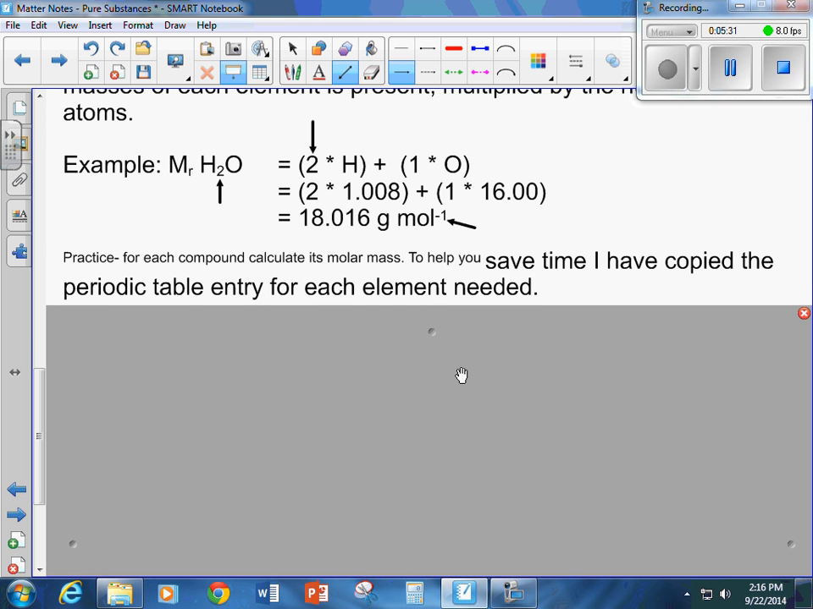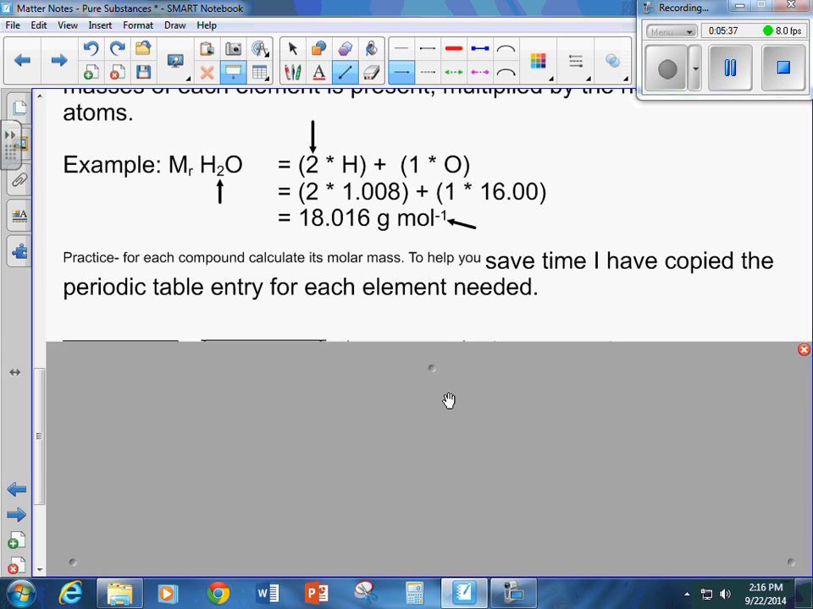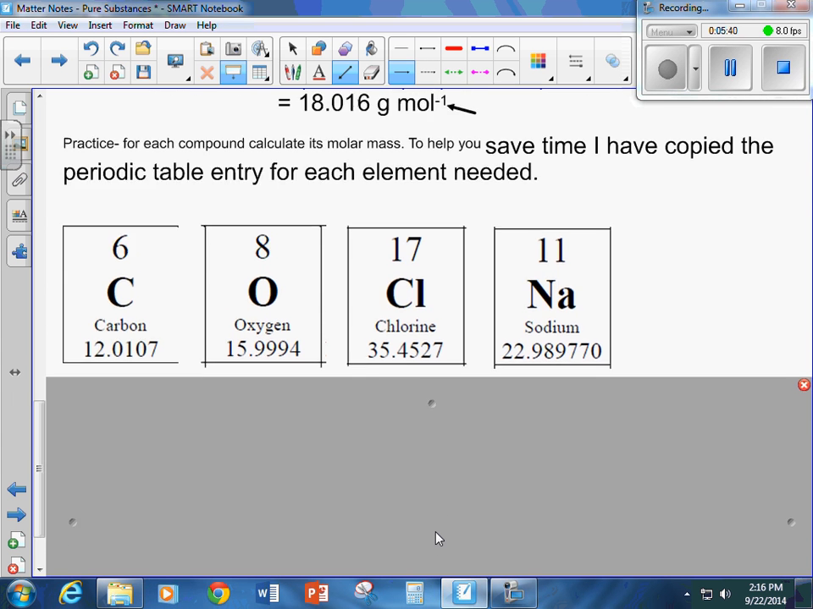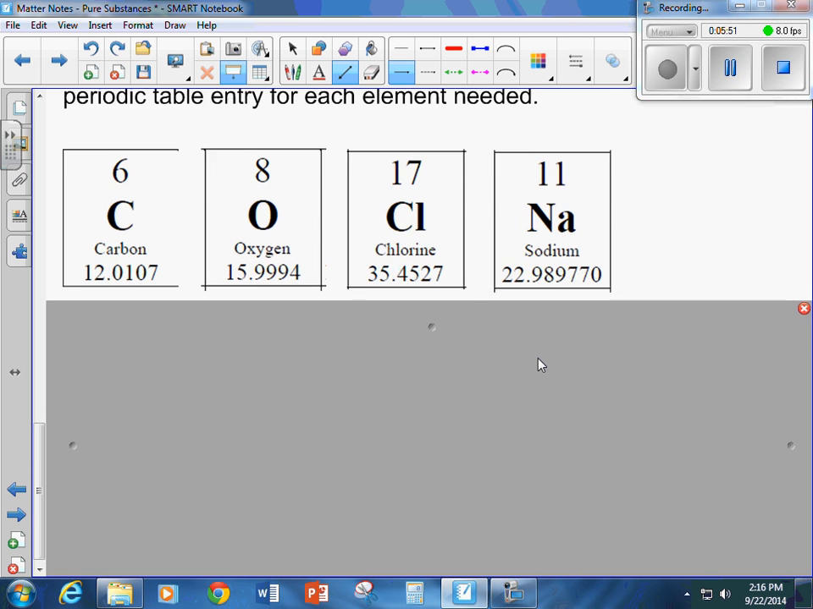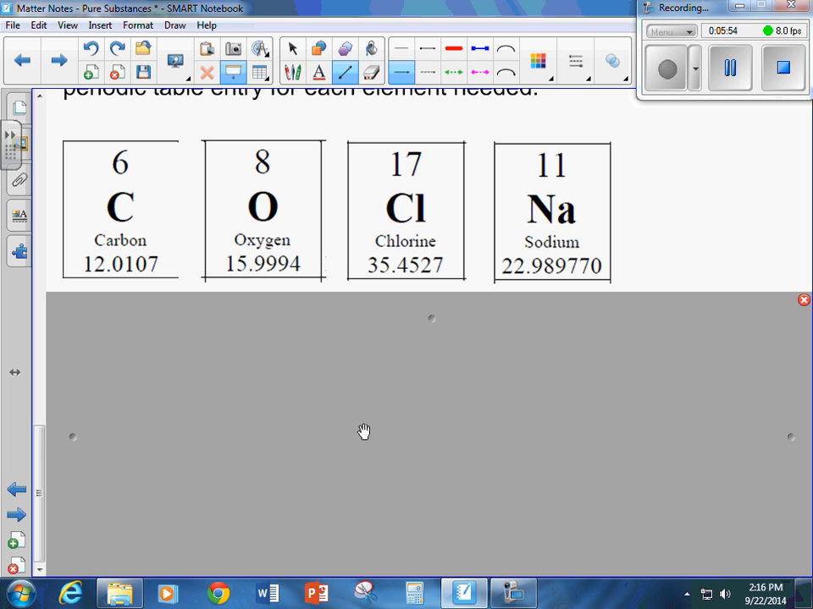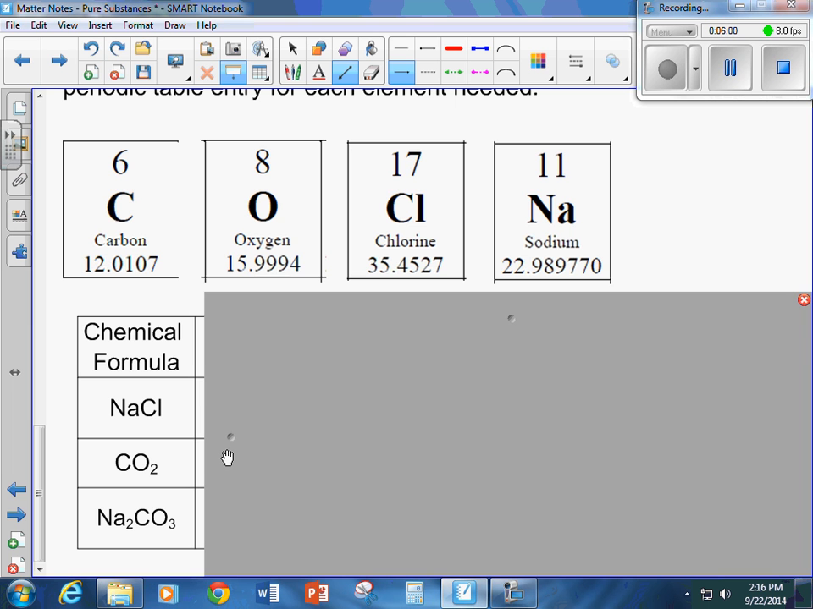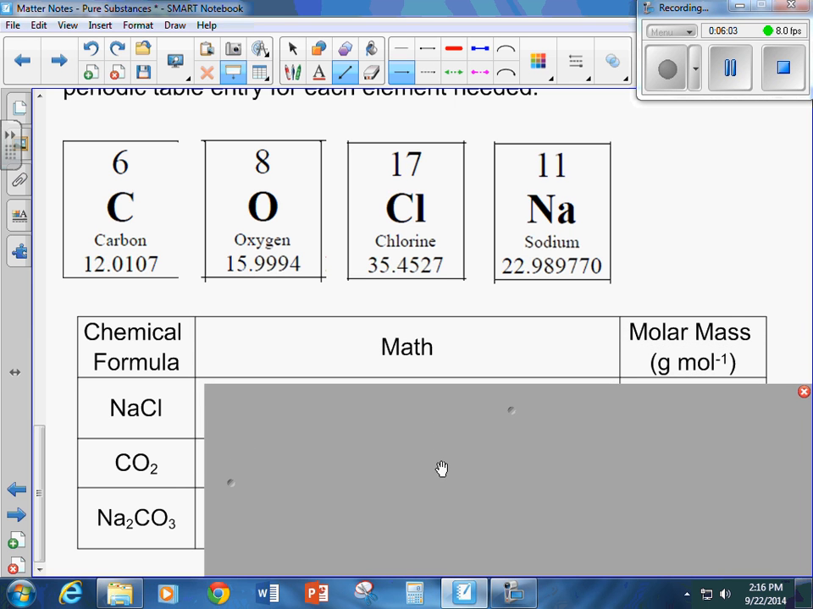Okay, for each compound, I want you to calculate the molar mass, and to help save you some time, when you pause the video, you will see that the masses of the individual elements are up here. These are taken from the periodic table that you were given at the beginning of the school year. And again, remember, you need to pause this video because I'm going to go through and answer these really quickly. So if you don't pause it, you'll miss out. So chemical formula, and then I'm going to show the math, and then the overall final answer of molar mass. So go ahead and pause for each one and go through and do your calculations.